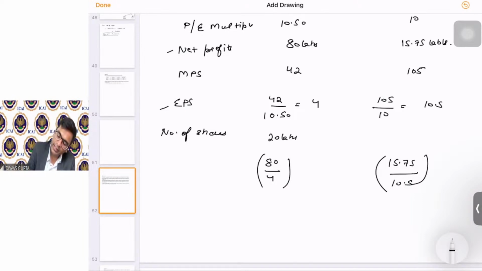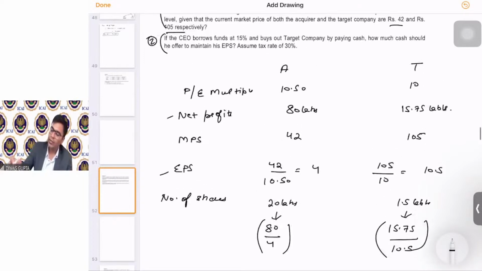So this is actually 10 lakhs shares calculated from here. Sorry, 20 lakhs shares. This will be 1.5 lakh shares calculated from here. Okay, students. So till now, the calculation was easy, right? We have just organized the data in a usable manner, which we will use.